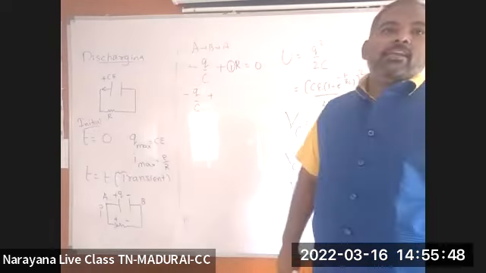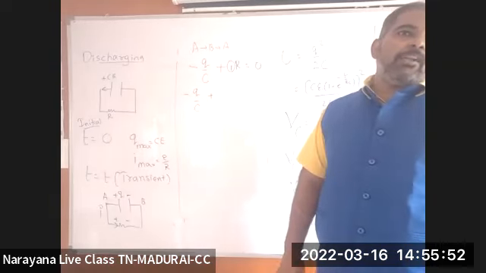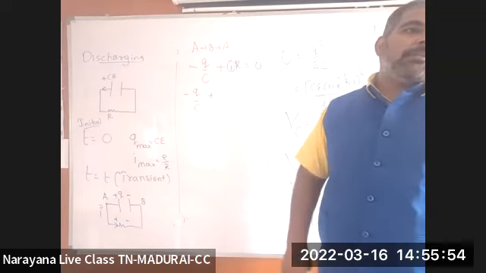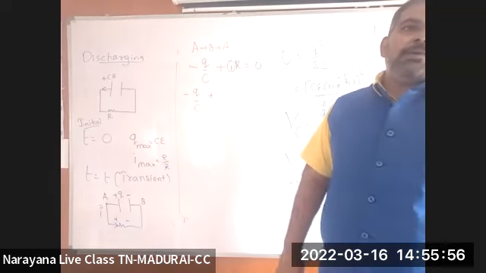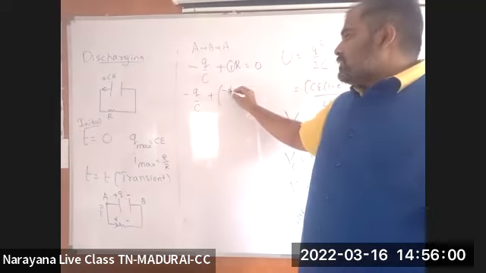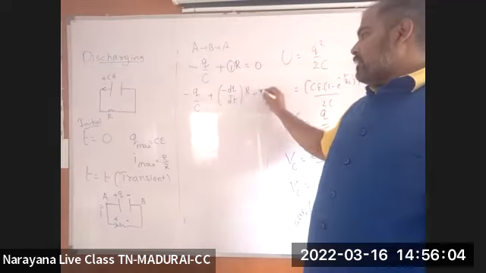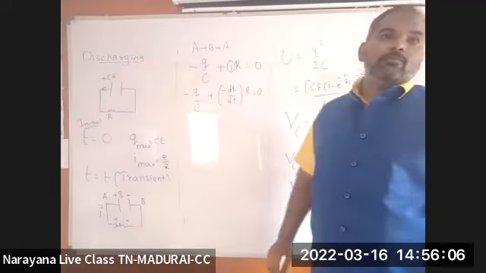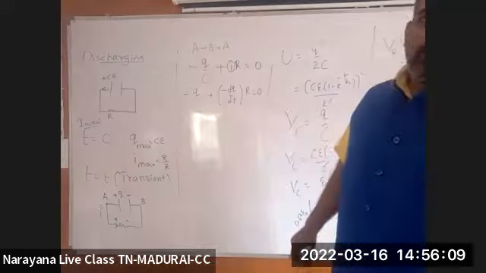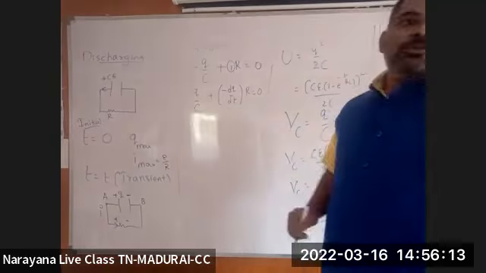Total current in the circuit equals the loss of charge by the capacitor in 1 second only. Right? Current appears because of charge lost by the capacitor. Lost means what? Minus dq. Minus dq by R equals how much? 0. Not plus dq. Okay.